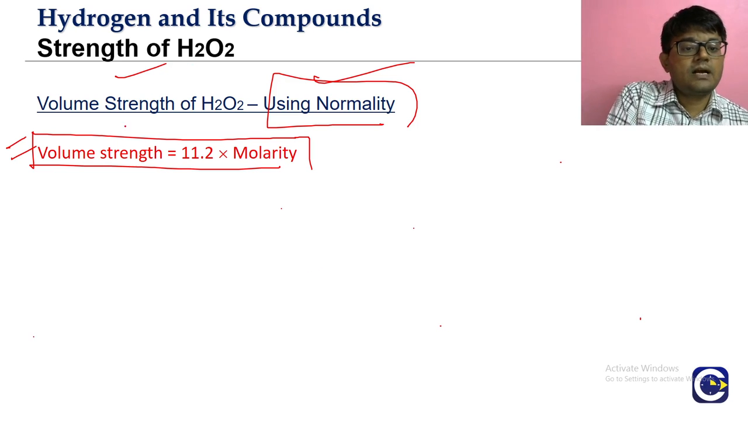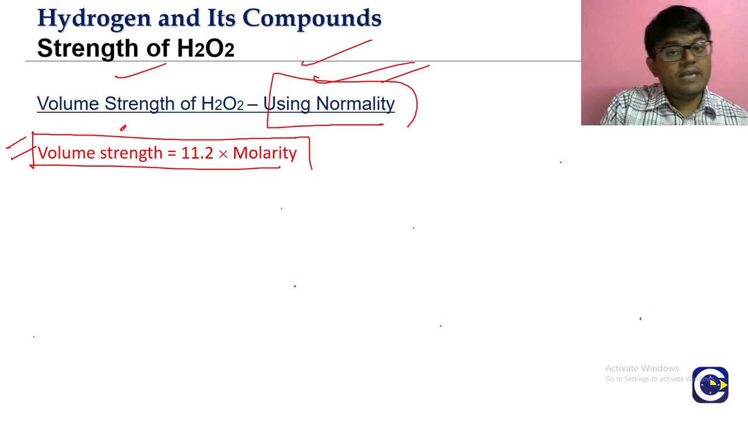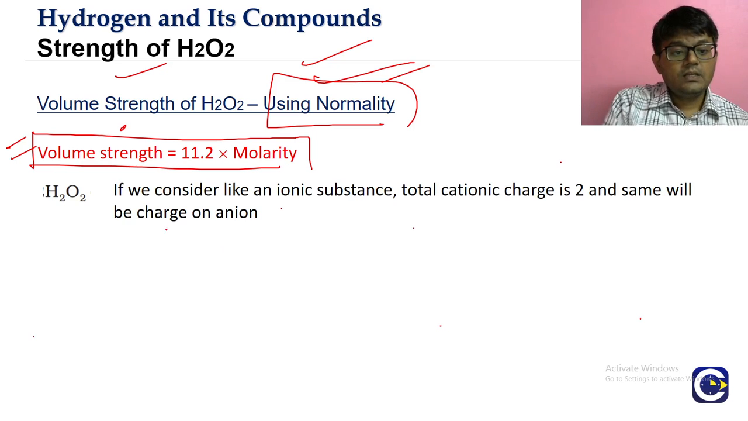But here let us come back to our situation. We are trying to convert normality of that given H2O2 solution into volume strength. Okay, already we have a formula. Volume strength is equal to 11.2 into molarity. Correct.